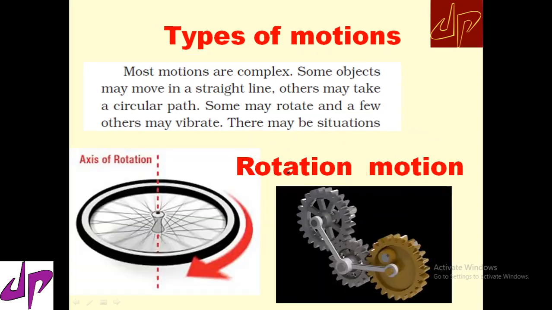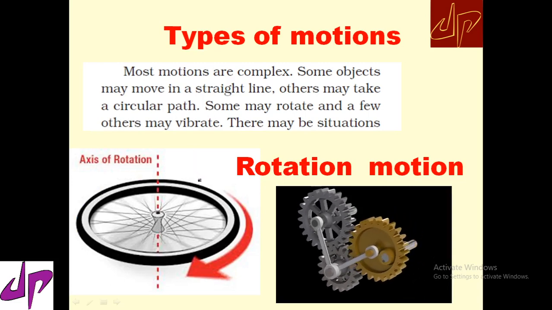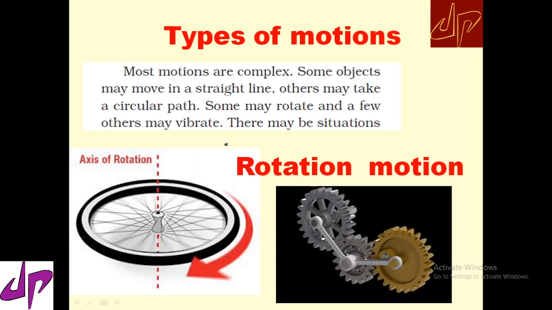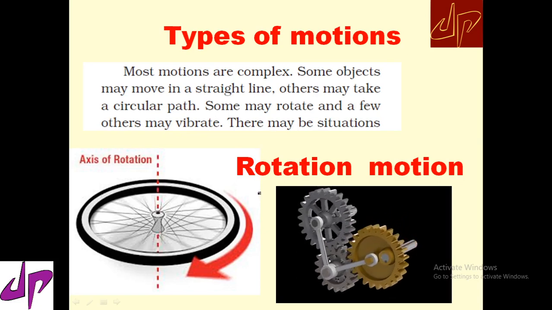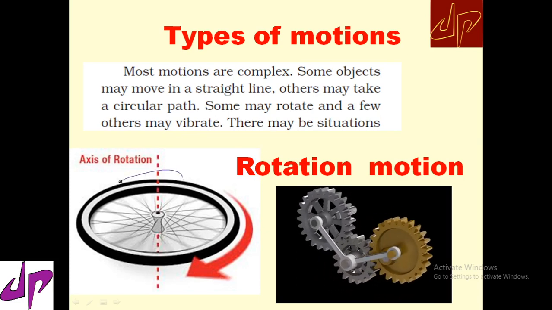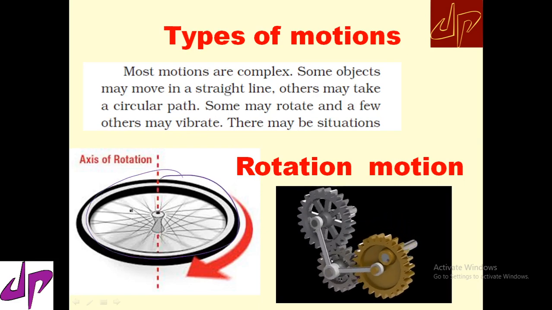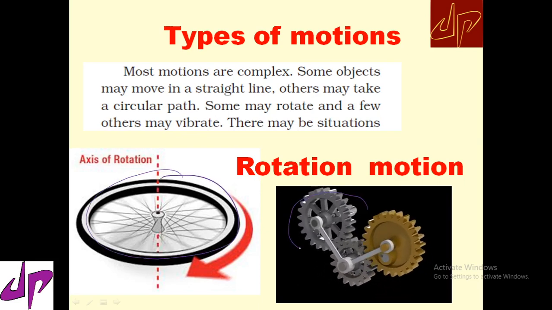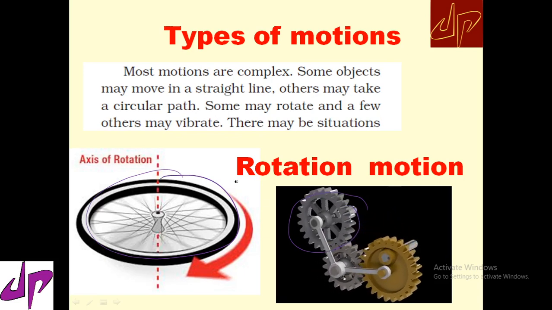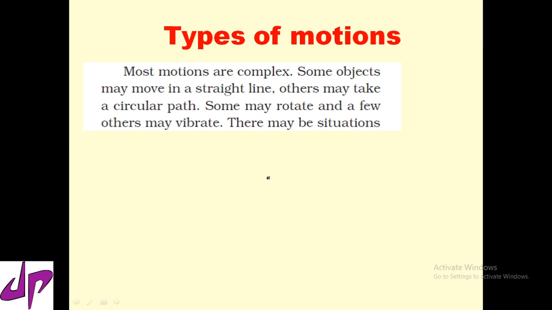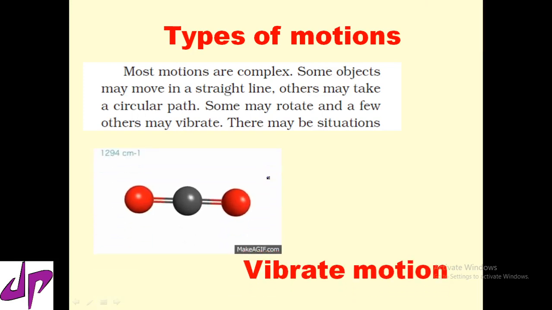The second motion is known as rotatory motion, rotation. This is another type. If you can see here, the wheel is rotating in the anti-clockwise direction, and the gearbox is also rotating. So this motion is known as rotatory motion. Another type of motion is known as vibration. Vibration means moving back and forth, just like a swing, or an object moving back and forth like a pendulum. This motion is known as vibratory motion.